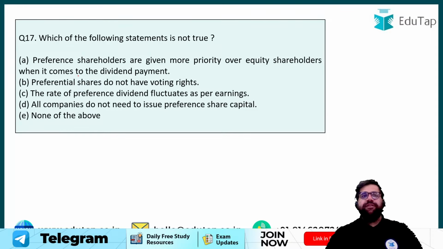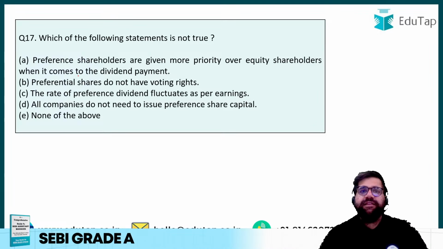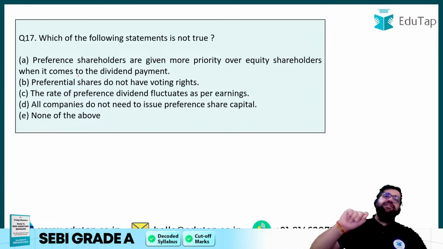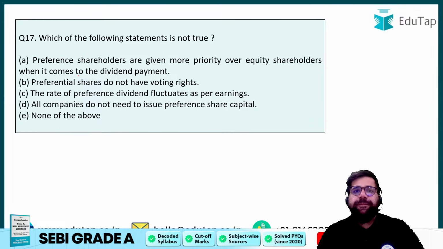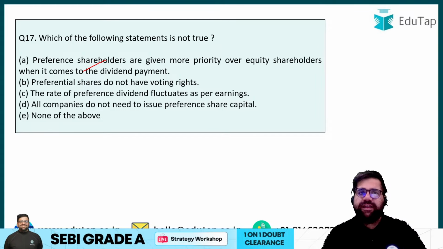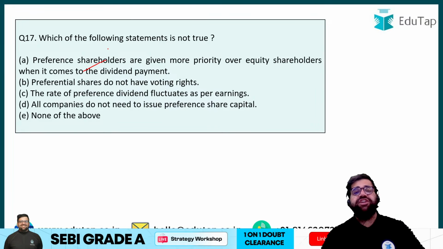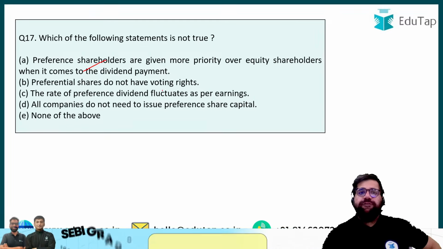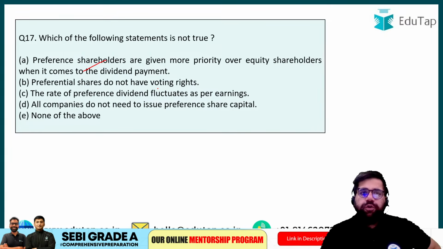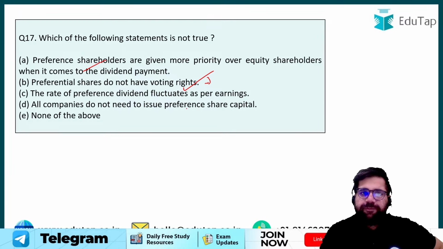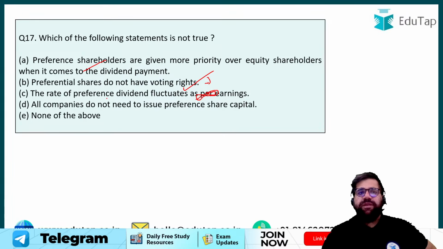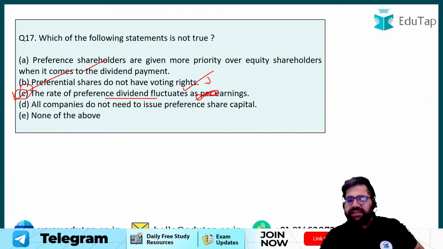Question number 17. Which of the following statements is not true? So you have to identify which of the following statements is false. Preference shareholders are given more priority over equity shareholders when it comes to dividend. Yes, this is what is mentioned in section 43 of the Companies Act. Preference shares do not have voting rights. Yes, this statement is correct because they are just passive owners. The rate of preference fluctuates. No, no, no. The rate of preference remains fixed. So my answer will be option number C because C is incorrect.